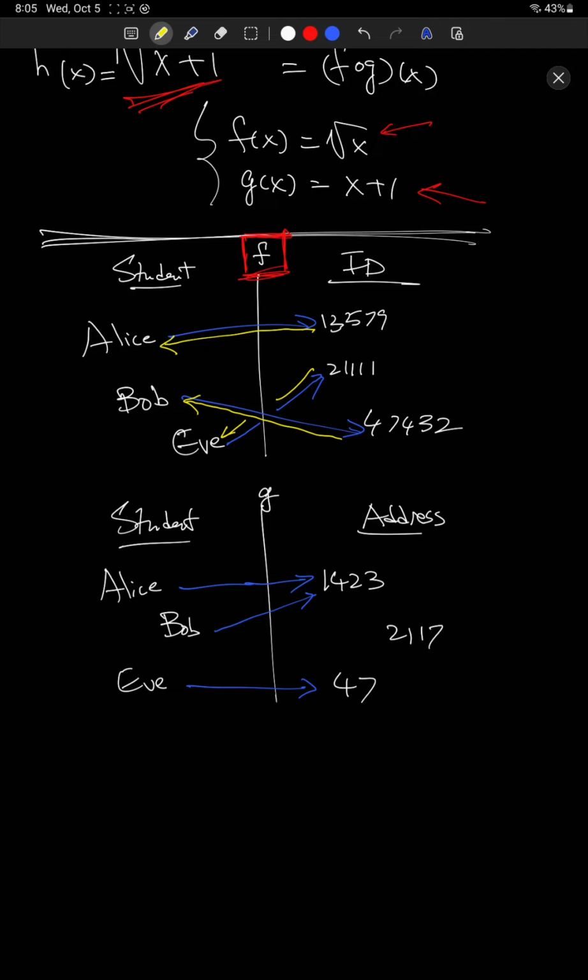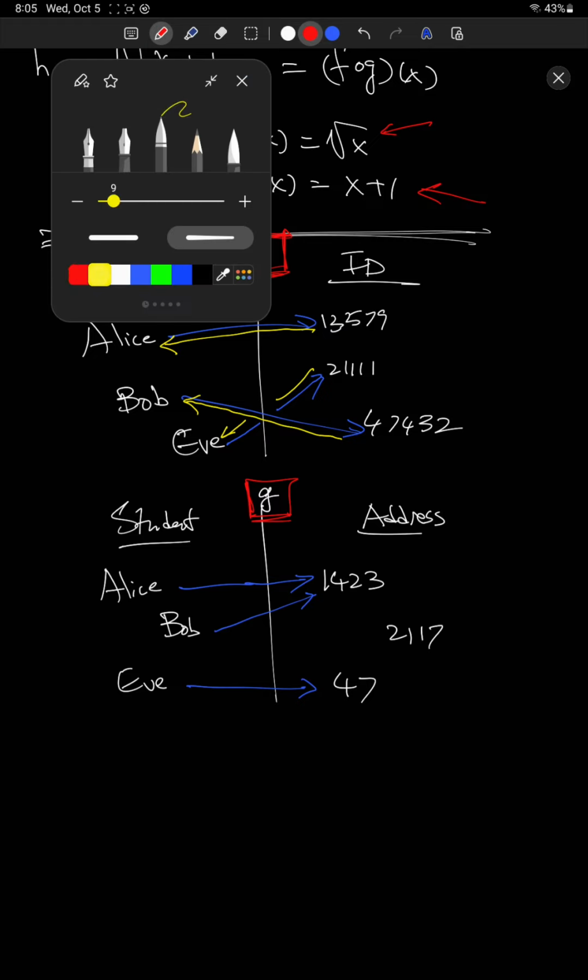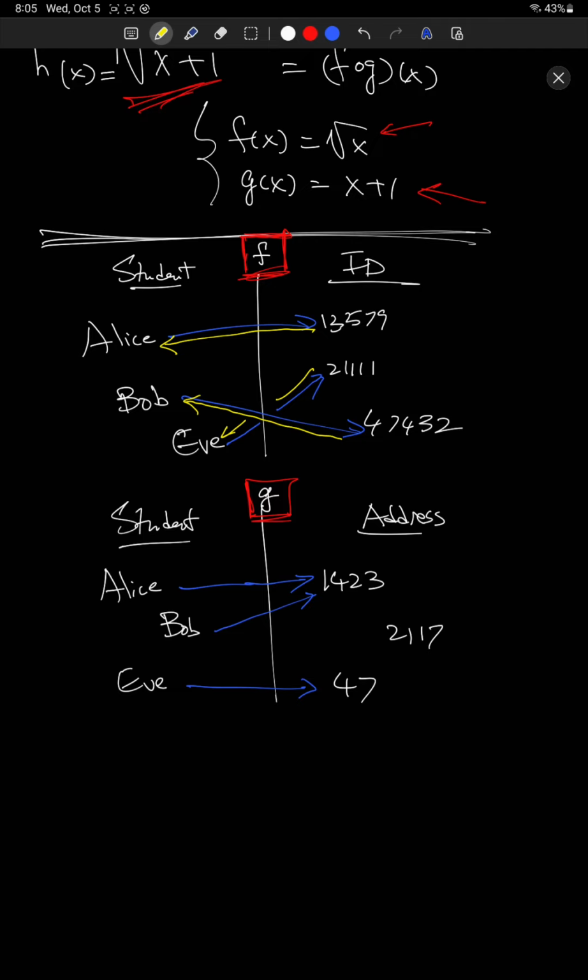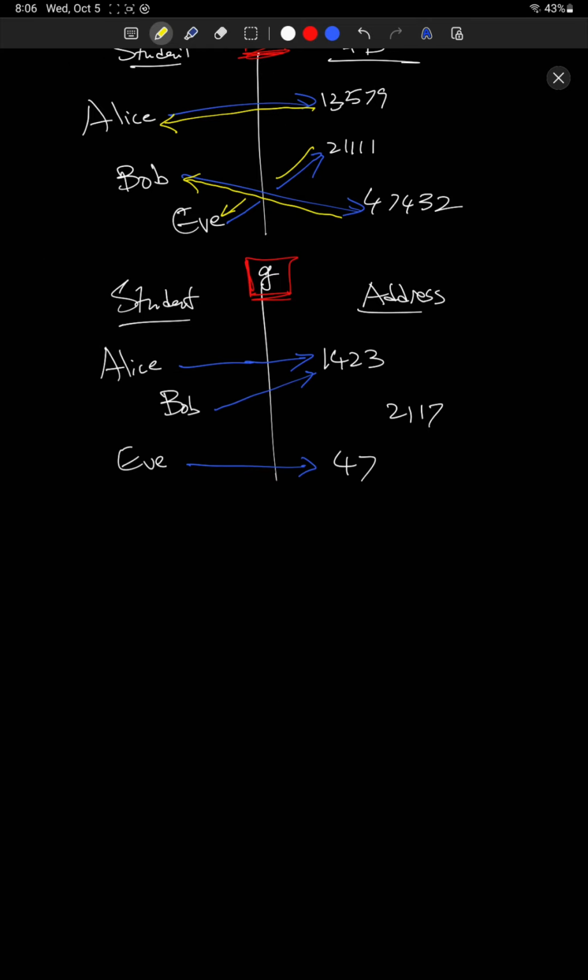Everything is cool. All right, however, for this function down here, G, if I want to do the same thing, let's see what happens. Again, I want the backwards function. So now I want my inputs to be addresses and the output to be the student who lives at that address. So if I input 47, I'm going to get the output Eve. No problem. If I input 1423, now we got a problem. Because is the output Alice or is the output Bob? Which one should it be?